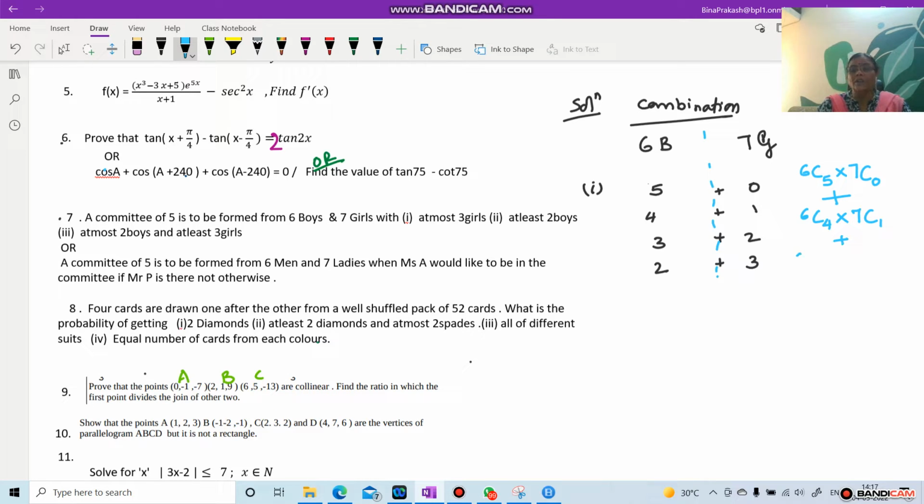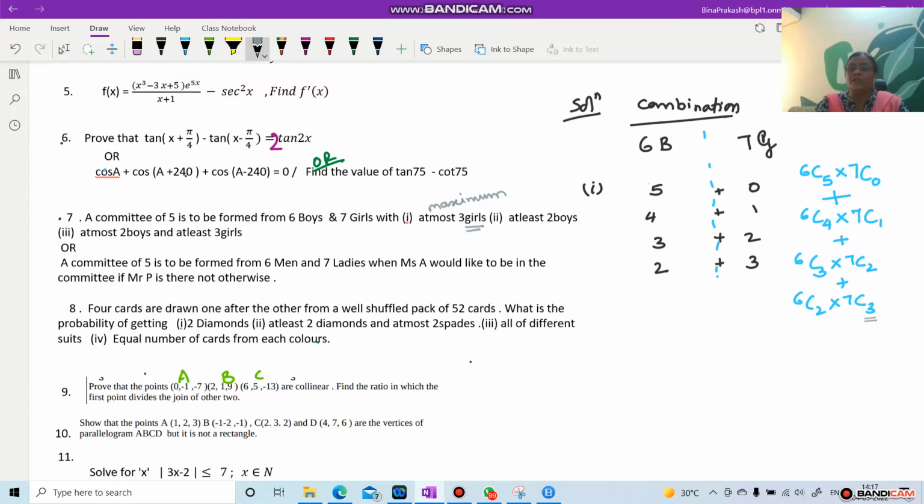Or 3 boys and 2 girls, or 2 boys and 3 girls. Can we go further? No, because the maximum number of girls is 3. It's at most 3, you cannot go beyond. So we have to start from the minimum, that is 0 to 3. So the addition of all this is the number of ways the committee can be formed.